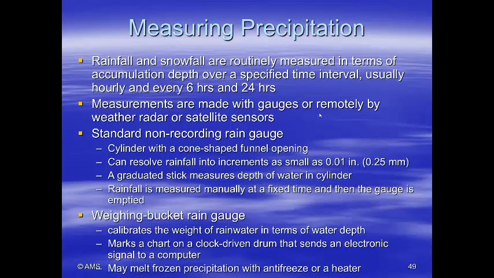We also have a weighing bucket. So what happens is these are calculated with the weight of rainfall in terms of depth. The bucket fills, it drops, it moves a lever, and then empties out and goes back to its initial position, and fills up again. If we're measuring snow, what we have to do is melt that precipitation.